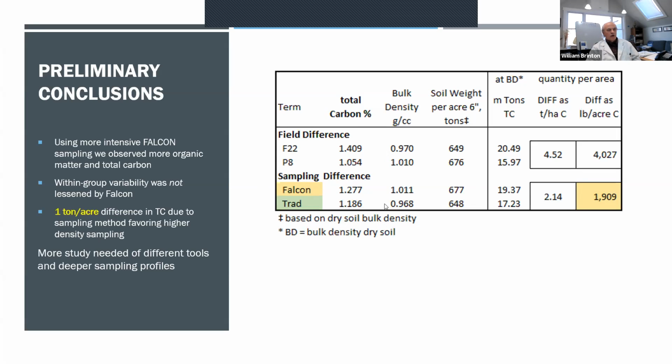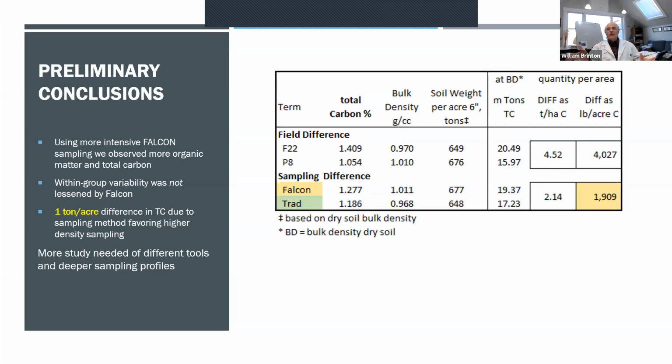And here's the numbers here. This is the total carbon. Here's the bulk density of the samples. We corrected it to the weight in tons per acre at 6 inches. We converted it to metric tons. And look at the differences. So in pounds per acre of carbon, if you sample with the Falcon, you had 1909, or essentially 1 ton more carbon from your test results.